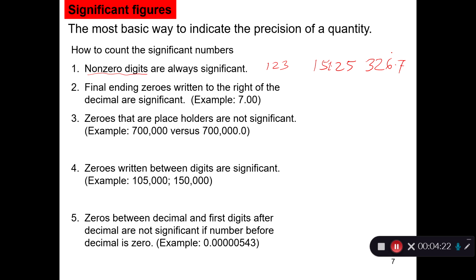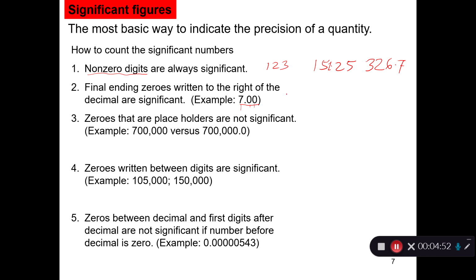The second rule is that final ending zeros written to the right of the decimal are significant. An example is 7.00. In this case there are 2 zeros at the final ending side of the decimal, so these 2 are significant. One non-zero number and 2 zeros to the right side of the decimal are also significant. So 7.00 has 3 significant figures.